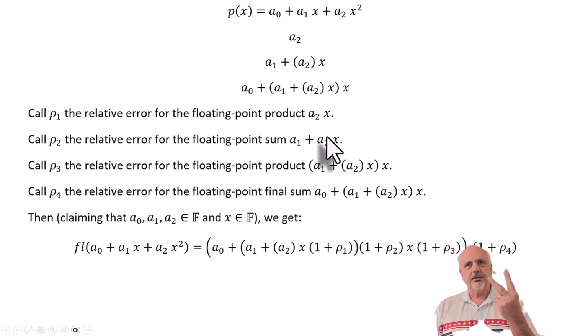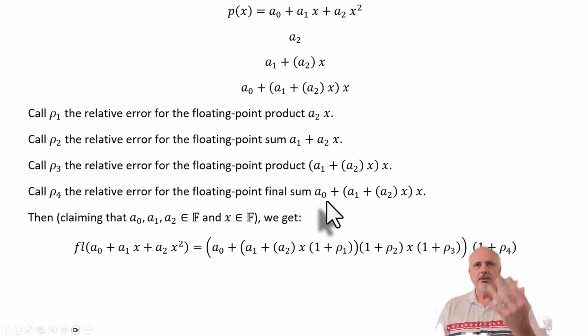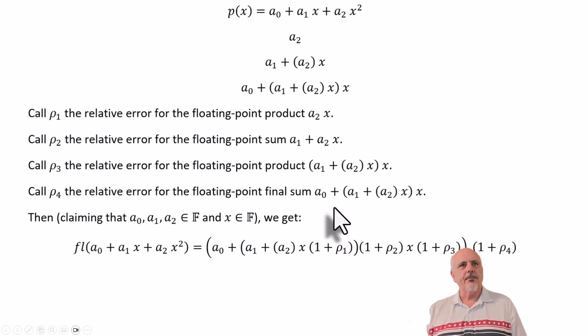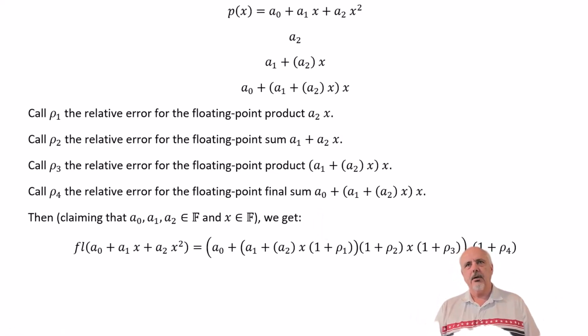Row 2 is going to sum the linear coefficient to the result of the first one. And then row 3 is going to be where you take the result of the previous step and you multiply by x. And then row 4 is where you add in the constant term. So those four operations, you're going to have 2 multiplies and 2 adds. You're going to be able to calculate the value of the polynomial.